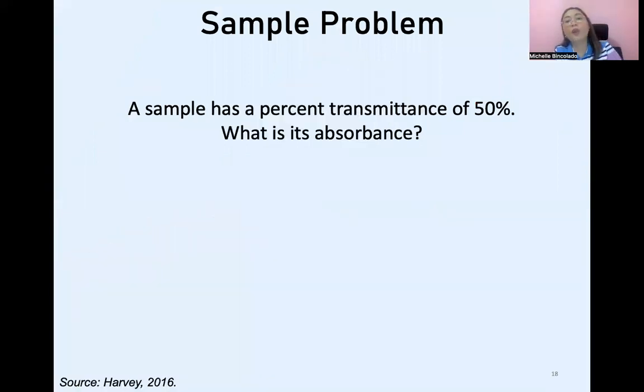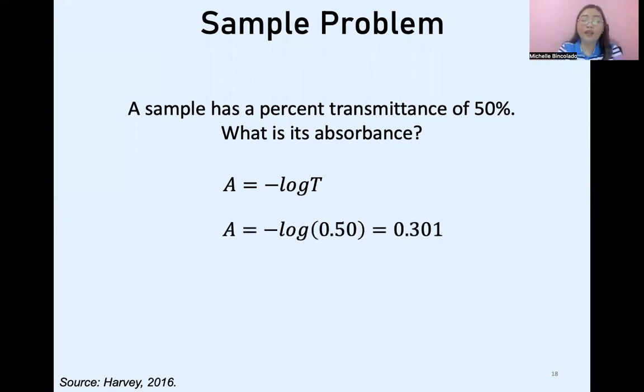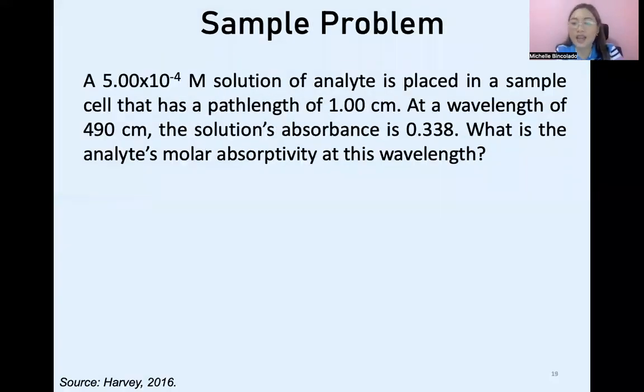Okay? Guys, solve natin itong problem na to. So, we can check kung alam natin yung uses ng mga equations kanina. A sample has a percent transmittance of 50%. O, diba sabi ko sa inyo, T is always expressed as percent. Okay, so ibig sabihin yan, ma'am, 0.5 yung transmittance sa problem exactly. Calculate, guys, natin ang absorbance. So A is equal to the negative log of 0.5. So the absorbance is 0.301. Very easy. Okay, so again, guys, ang relationship ng absorbance with transmittance, negative log of T. Okay, always remember this.